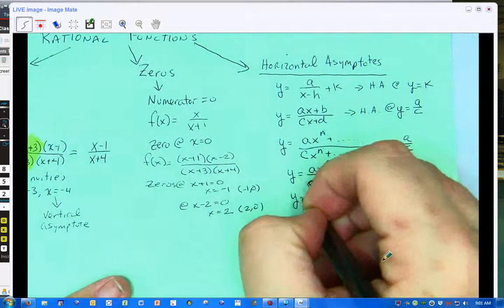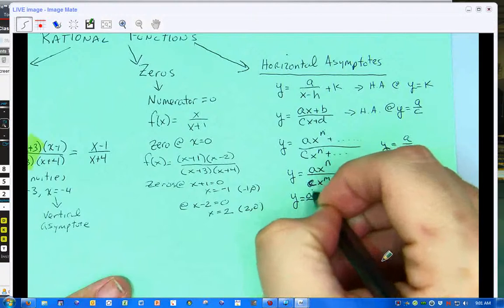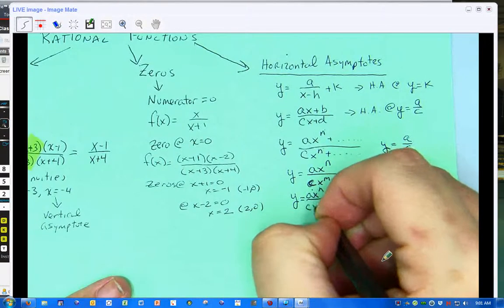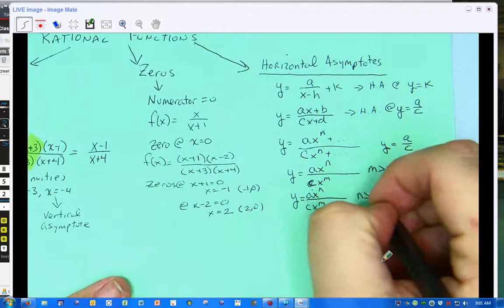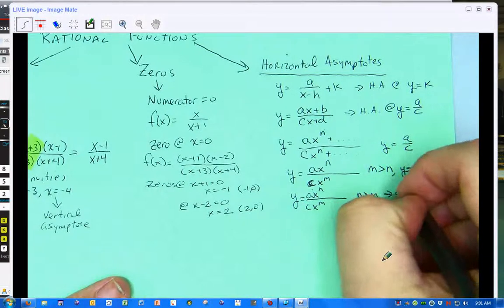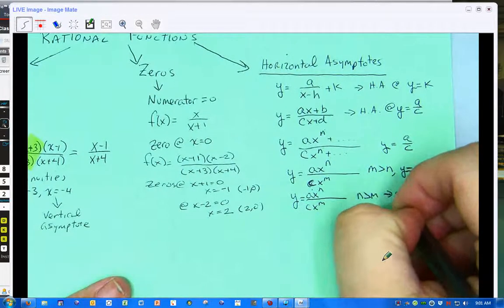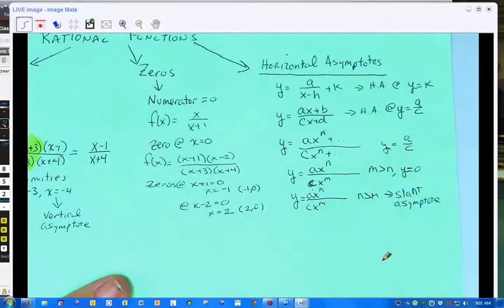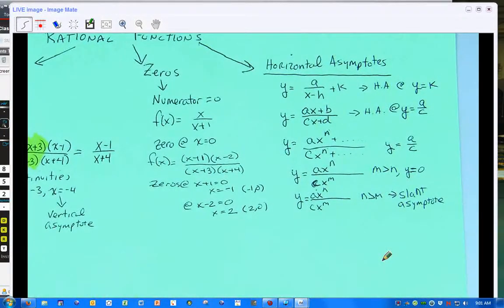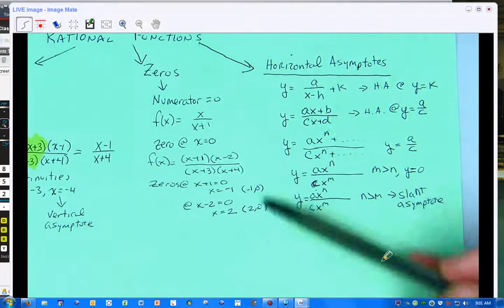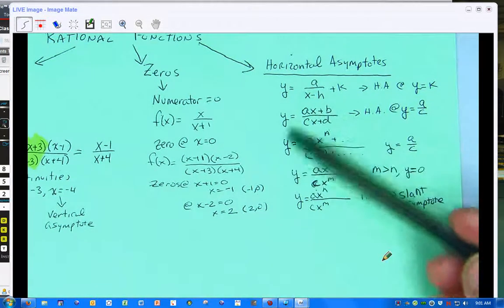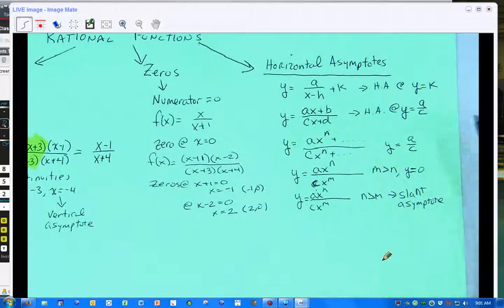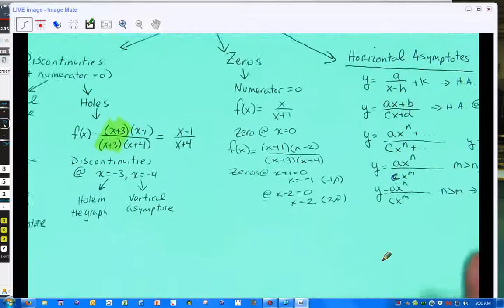And if y equals ax to the n over cx to the m, and n is greater than m, you could get a slant asymptote, which is something we won't do a whole lot with. So we're going to keep the realm of these different ideas as we go through everything. So these are some of the big things that we want to be able to do.